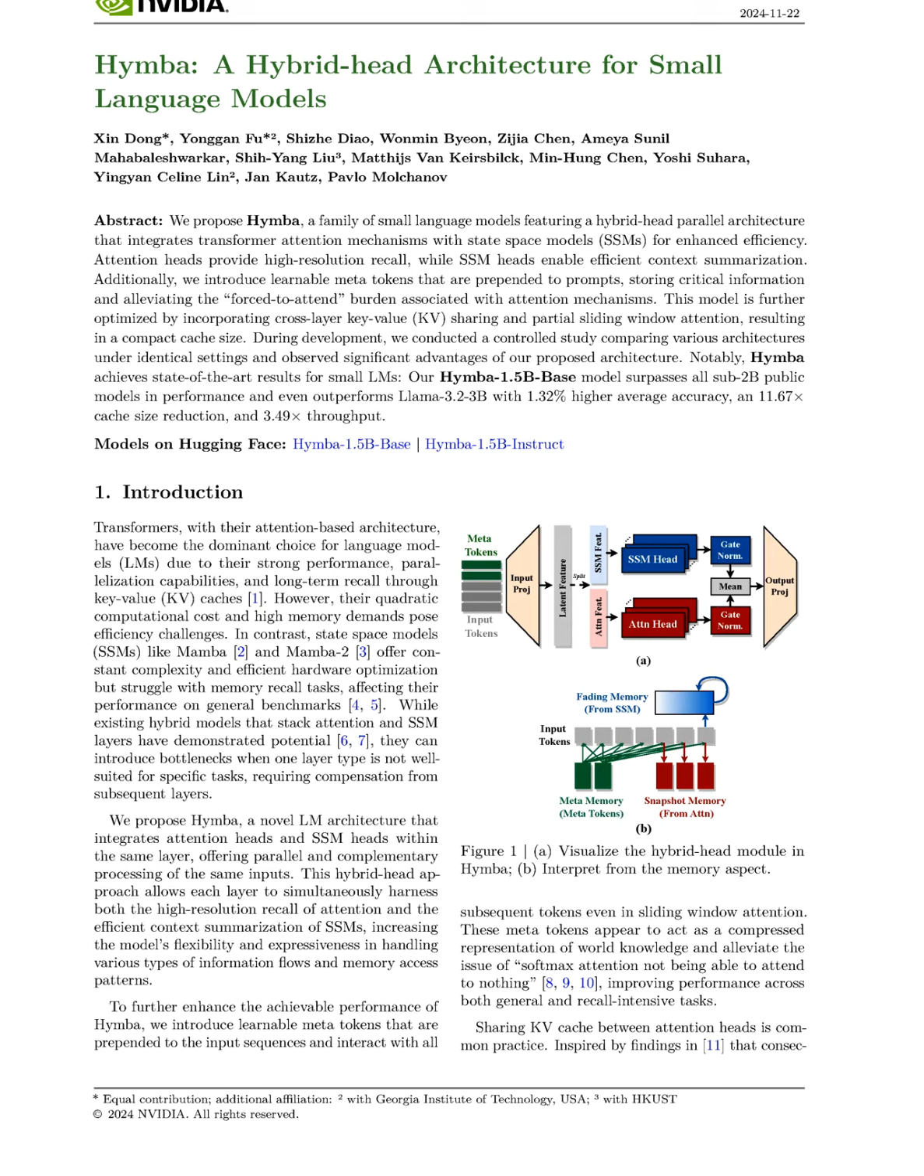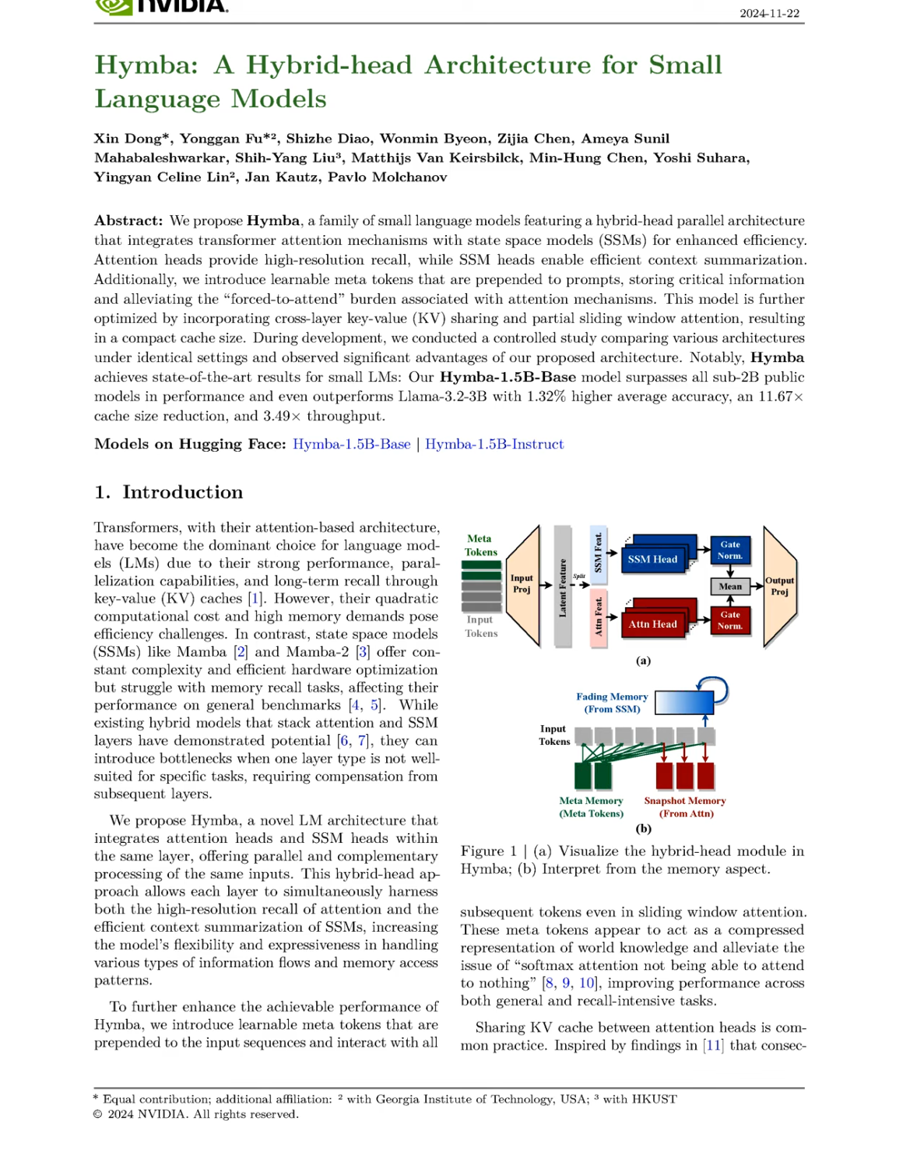The Hymba model aims to address the efficiency challenges posed by transformers, particularly their quadratic computational cost and high memory demands, while also overcoming the limited memory recall capabilities of state space models, SSMs. By integrating attention heads and SSM heads within the same layer, Hymba allows for parallel processing of inputs, leveraging the high-resolution recall of attention and the efficient context summarization of SSMs.